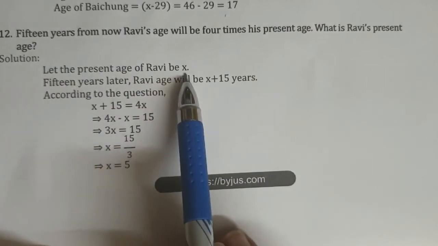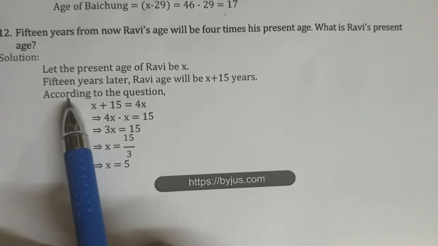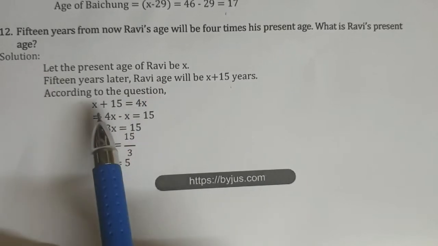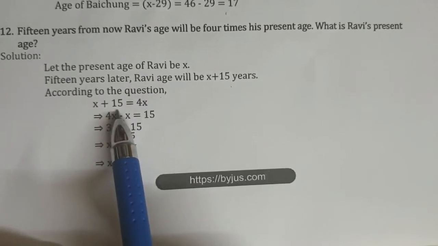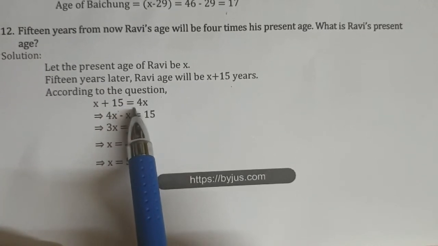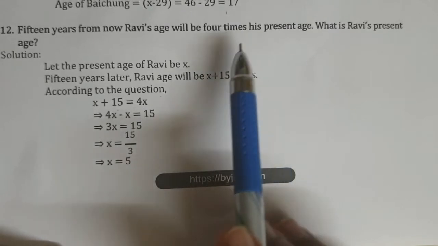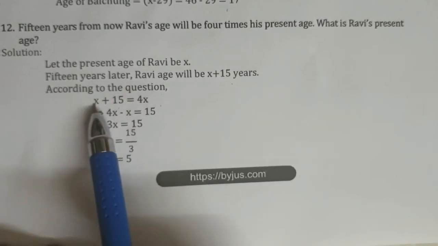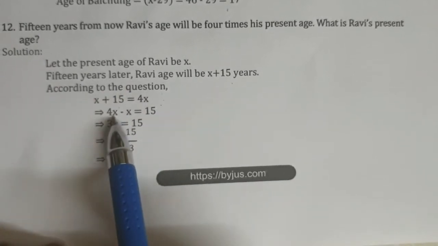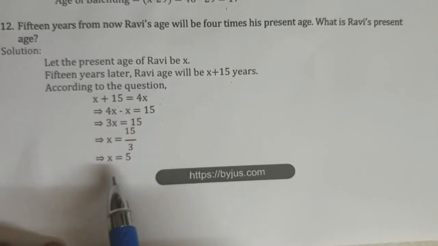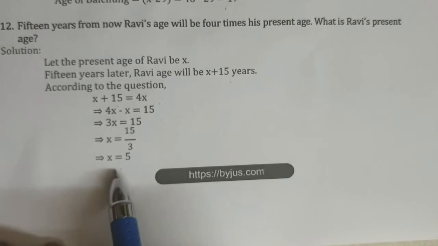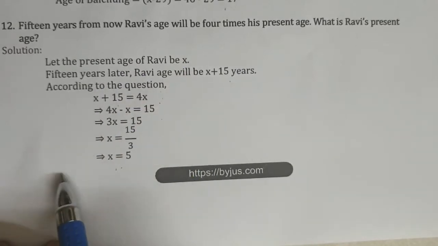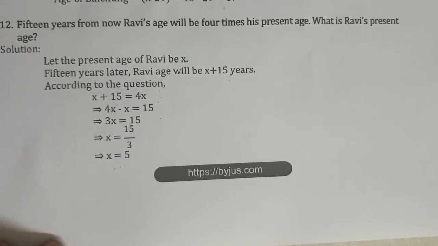Let us suppose his present age is x. After 15 years, what will be the age of Ravi? It will be x plus 15 years. So according to the question, this x plus 15 means after 15 years, his age is equal to 4 times his present age. So the present age was x, 4 times means 4 multiplied by x. So x will be transferred to the right hand side and 4x minus x is equal to 15. So we can find the value of x. Now what is Ravi's present age? What did we suppose? Ravi's present age is x. So Ravi's present age is 5 years.